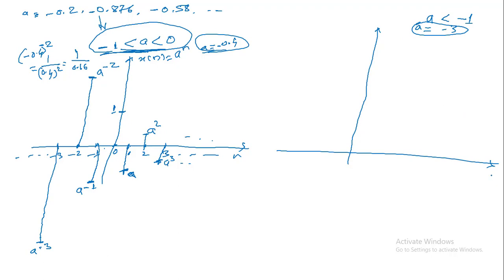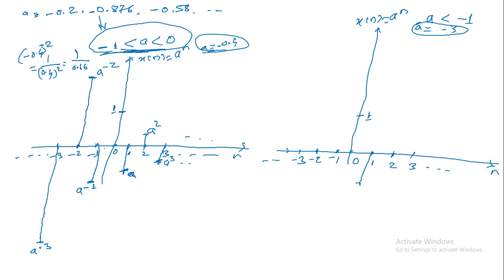So again, x of n will be a to the power n. Again, time values 0, 1, 2, 3, and so on. Similarly, -1, -2, -3, and so on. If I'm substituting n equal to 0, the signal value will be 1. So -3 raised to the power 1 will be -3.